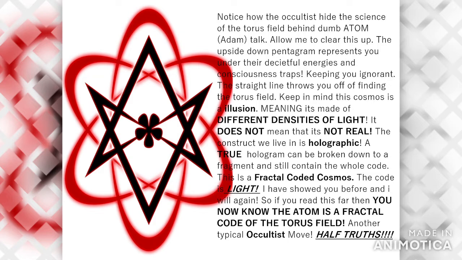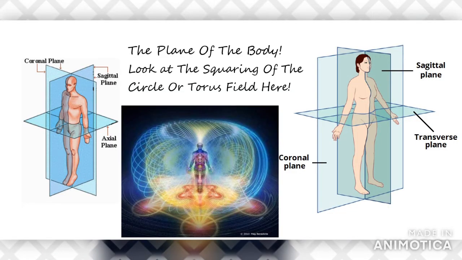Not trying to play no judgment game here, just saying that if y'all read that, that's basically a fractal code. This atom, when it's looked at under an electron microscope, is basically a torus field. So it's a fractal verse. It makes sense because we about to go into that. So right here you can see the plane of the body. Look at the squaring of the circle, or in this case, the torus field. They're showing you that square coronal plane and then the sagittal plane and the axial plane. In other words, they're showing you that this is a torus field around your body. And again, they always do desecrating the feminine, squaring it.